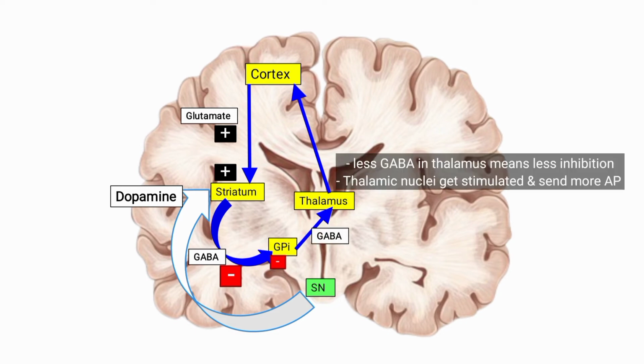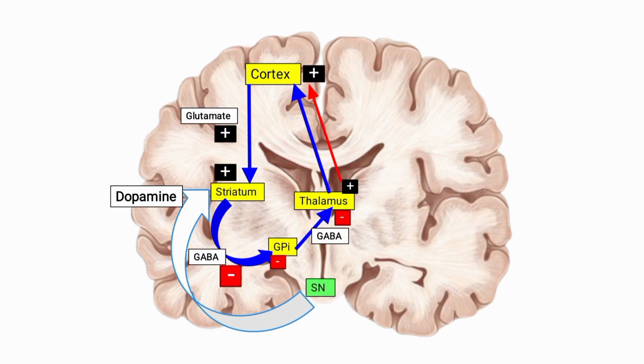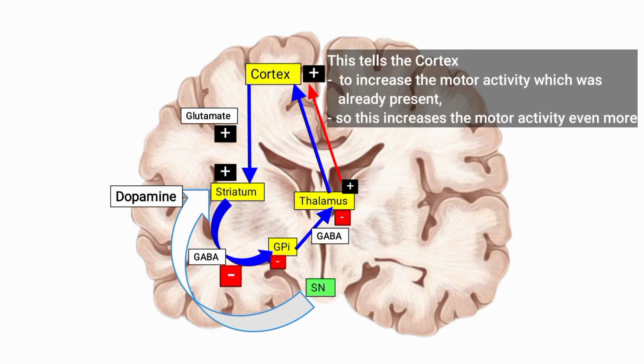Less GABA in the thalamus means there's a significant decrease in inhibition that's going to result in extra stimulation of the thalamic nuclei. So the thalamic nuclei are going to fire lots of action potential back to the cerebral cortex, and this will tell the cortex to increase the motor activity which was already present. So this increases the motor activity even more.